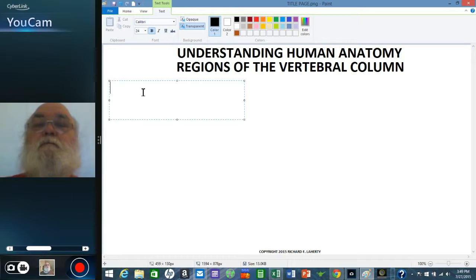This video will talk about the regions of the vertebral column and the curvatures that occur in the vertebral column. We'll start with the cervical vertebra.